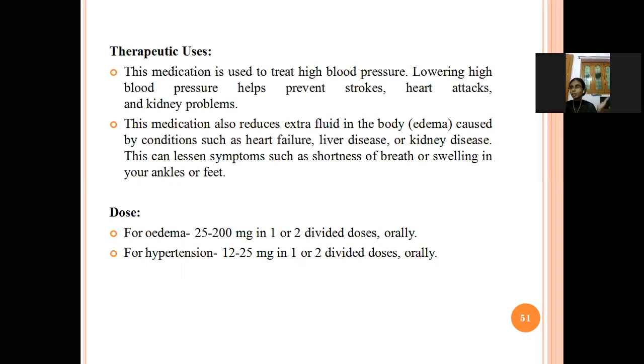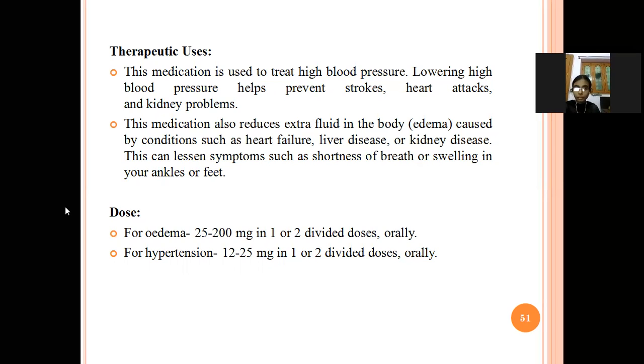So it will reduce the blood pressure, which means we can save the body parts that are affected by the rise in blood pressure, like strokes, heart attacks, and kidney problems. It is also used to reduce the extra fluids in the body during conditions like heart failure, liver disease, and kidney disease. It is used to maintain the fluid balance in the body.